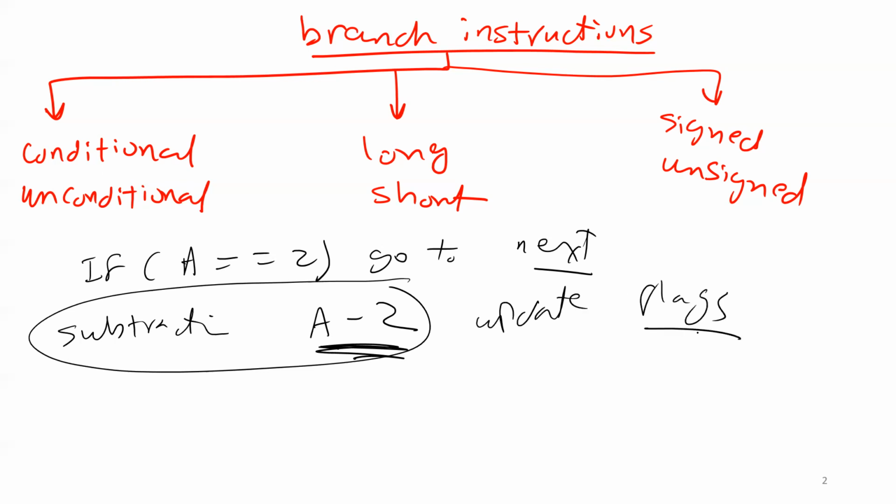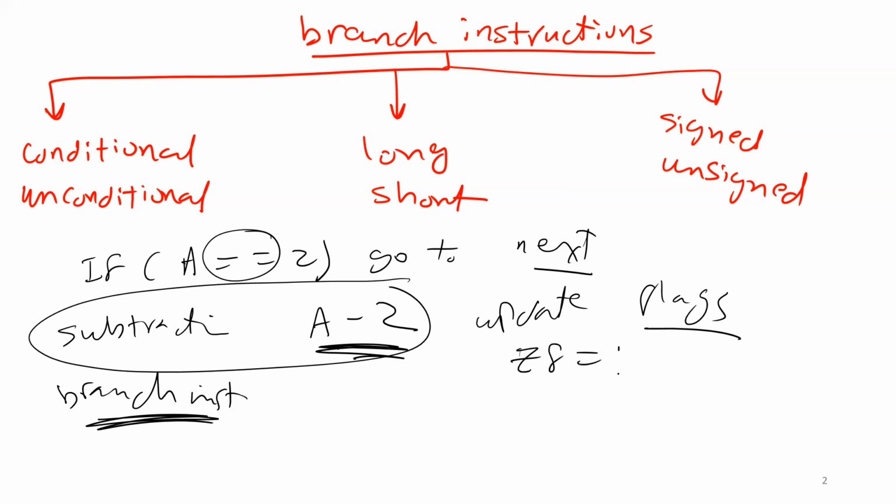Then after that, you have to use a branch instruction. This branch instruction is going to branch or not based on the value of the flags. Let me give you a specific example. Look here, guys. In this case, if they are equal, then after subtraction the zero flag has to be 1. Does that make sense? So when I do subtraction, the zero flag has to be 1.